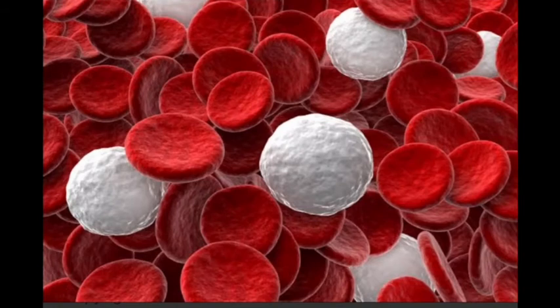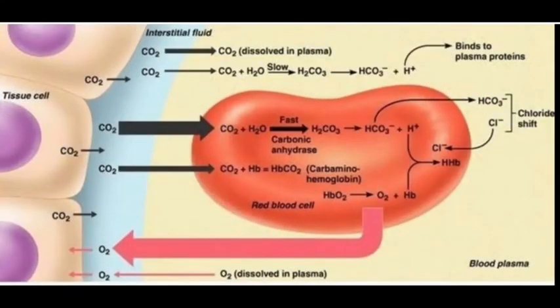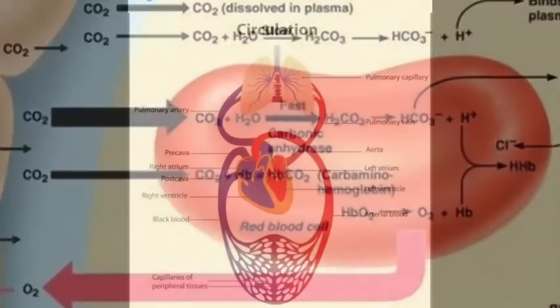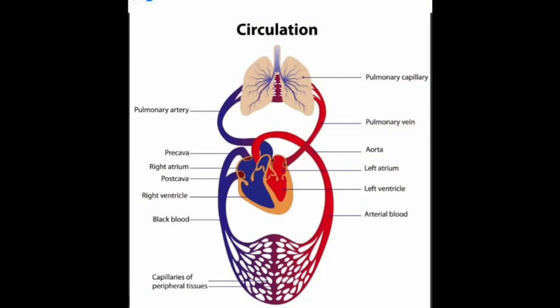As the blood passes through the tissues of the body, the oxygen from the blood diffuses into the cell, whereas the carbon dioxide, which is produced during respiration, diffuses into the blood and is carried to the lungs. And in the lungs, breathing in and breathing out takes place.